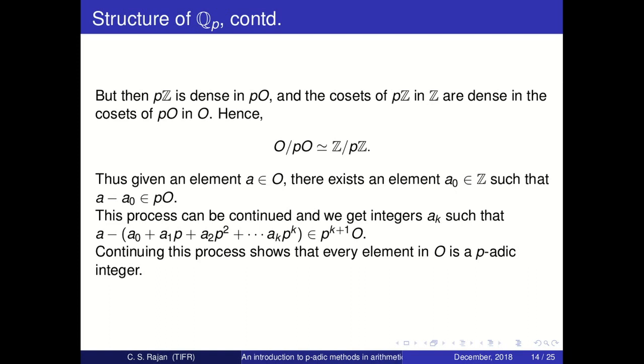So that means, given an element a in O, there exists an element a_0 in Z so that a minus a_0 is in pO. I have an element a in O, I can modify it by an element of Z, and then a minus a_0 lies in pO, because Z is contained inside O. This process can be continued, and we get integers a_k so that a minus (a_0 plus a_1 p plus a_2 p squared plus ... plus a_k p^k) belongs to p^(k+1) O. Same process. So this says that O consists of p-adic integers. Every element in O is a p-adic integer.